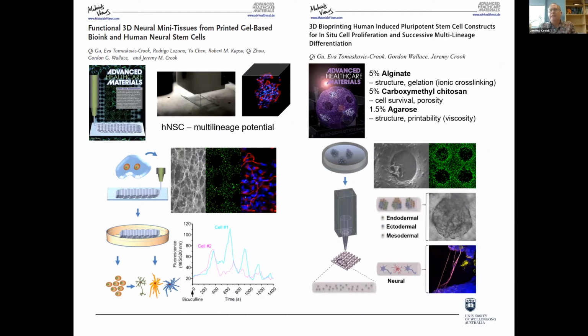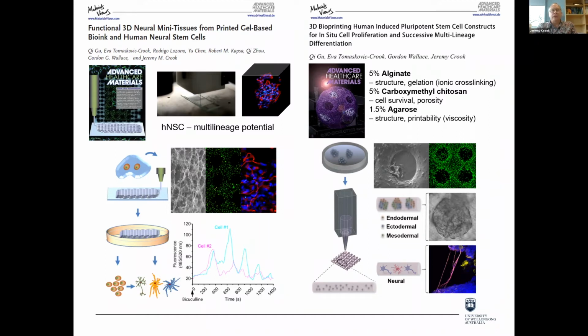In both cases, the constructs include a novel clinically relevant polysaccharide-based bioink, which we've named Triink, comprising alginate, carboxymethylchitosan, and agarose. The printed bioink rapidly gels by stable cross-linking with calcium chloride to form a porous 3D scaffold that encapsulates the stem cells for in situ expansion and differentiation.